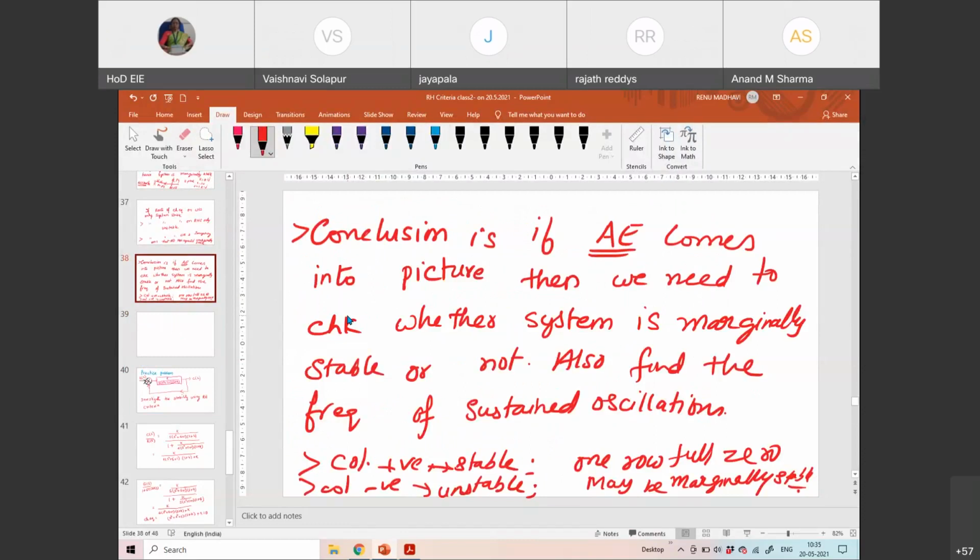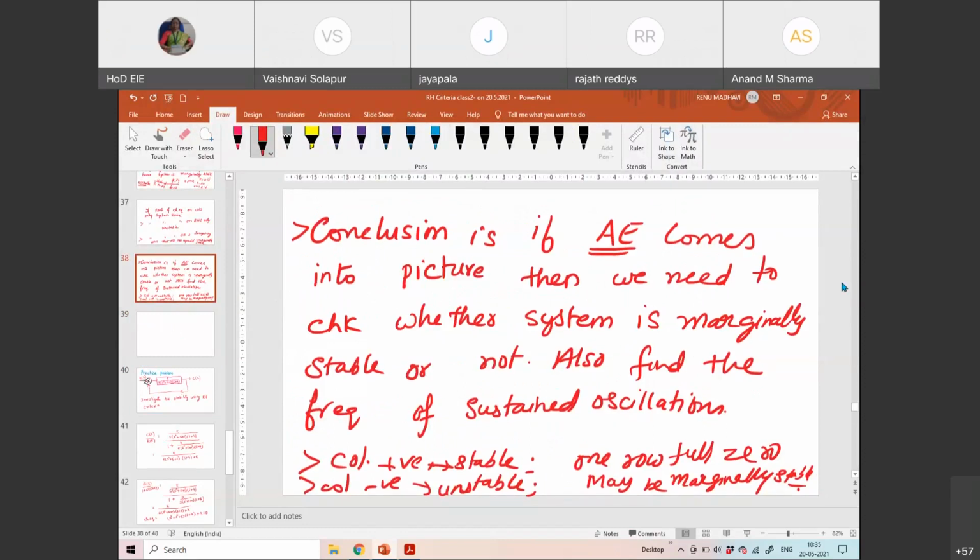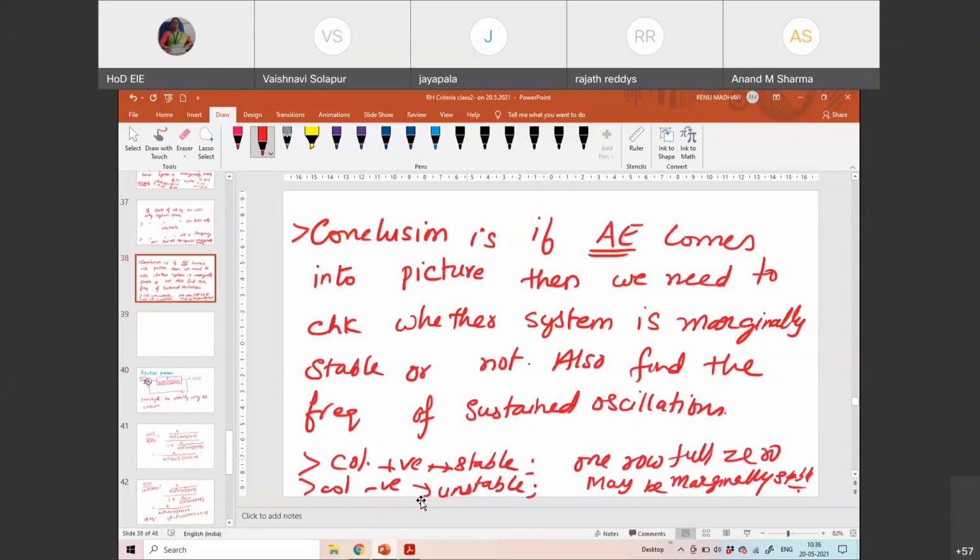If the auxiliary equation comes into the picture, then we need to check whether the system is marginally stable or unstable. In order to do that, we also have to find out whether it has some sustained oscillations or not. If it has imaginary roots and all other poles on the left hand side, the system is marginally stable. If it has poles on the imaginary axis and a pole on the right hand side, then the system is unstable. And whatever it may be, if it is asked to find the frequency of sustained oscillations, put s equal to j omega and find the frequency of oscillations as omega is so many radians per second.